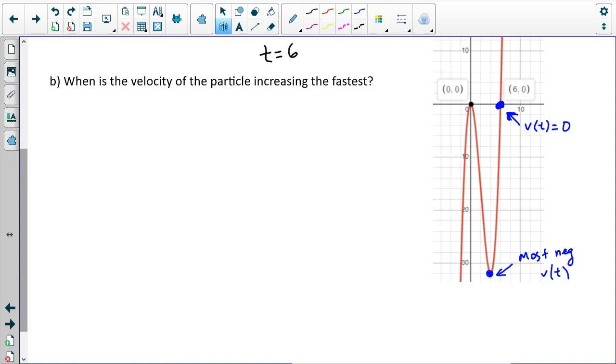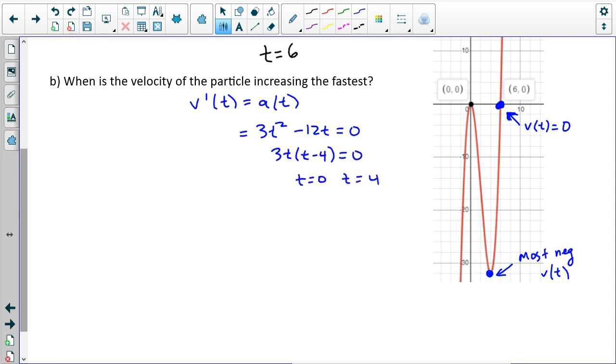When is the velocity of the particle increasing the fastest? That's talking about the derivative of velocity, which we call acceleration. So if we take the derivative of velocity here, we get 3t squared minus 12t equals 0. If I solve that, since I want it to be equal to 0 because I want to figure out local maximum values, I get 3t times t minus 4 equals 0. So t equals 0 and t equals 4 are my values where I can get this.